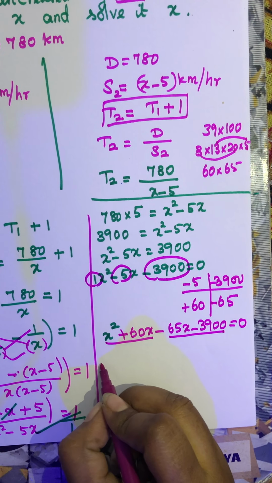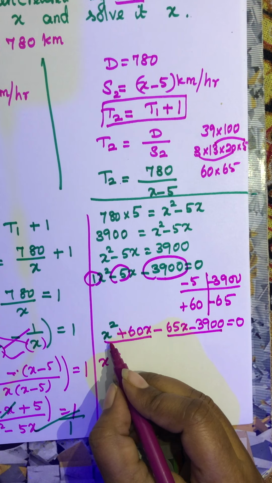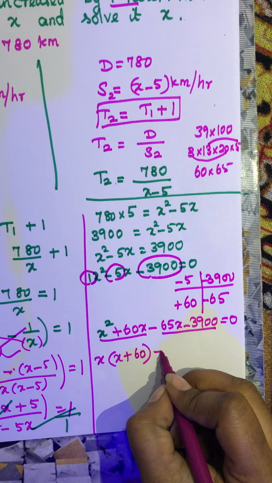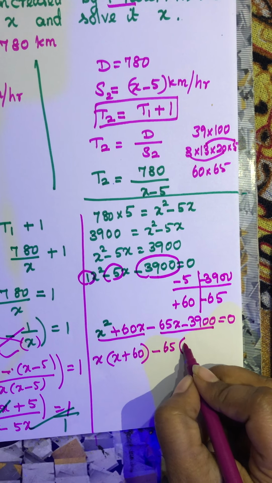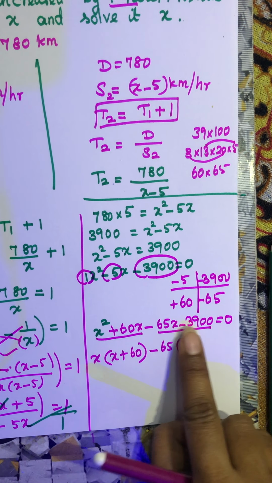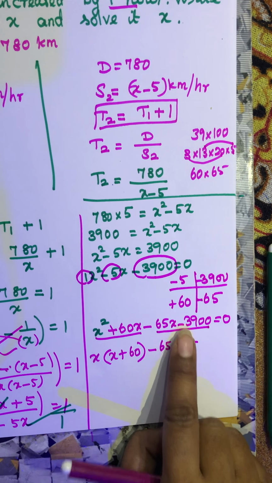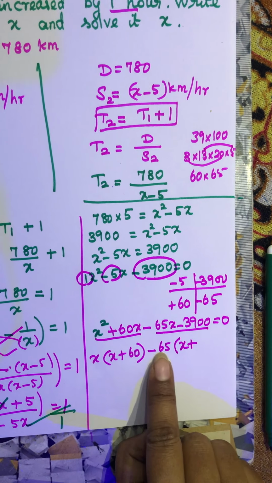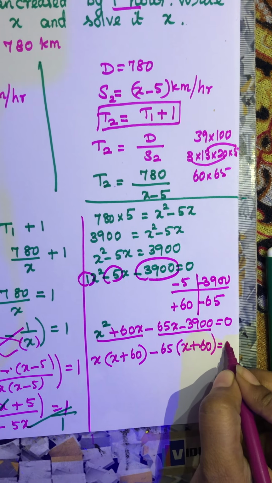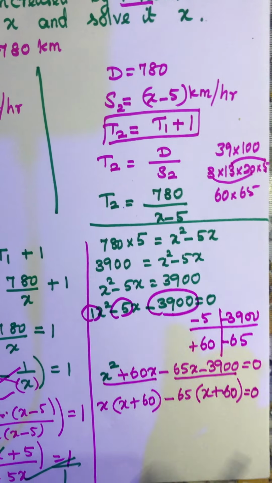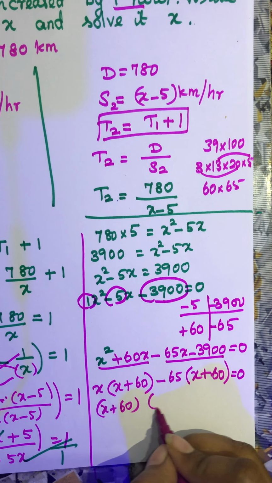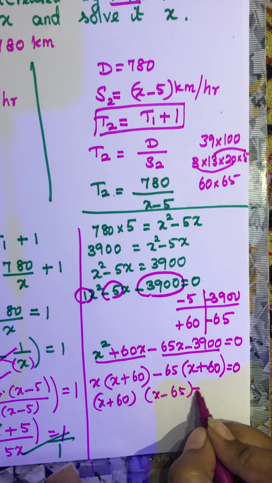So take your number outside. x can be taken as common, so this is x plus 60. And here you have to take minus and 65 also, so you will get x minus 65 out. This minus is taken as common, so this will be plus, and 3900 when you divide by 65 you get 60. So here it is 60 equal to 0. Okay students, so what is our final one? x plus 60 taken as common, so x minus 65 equal to 0.